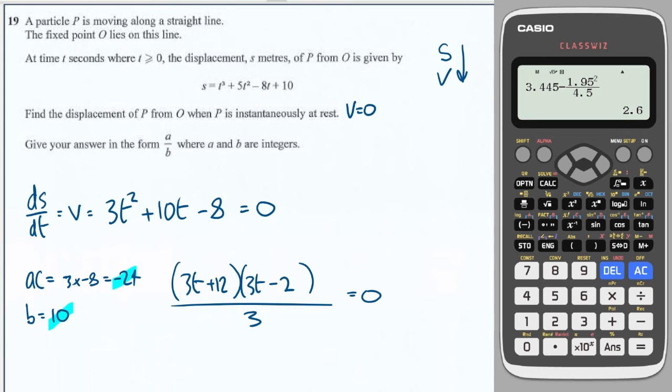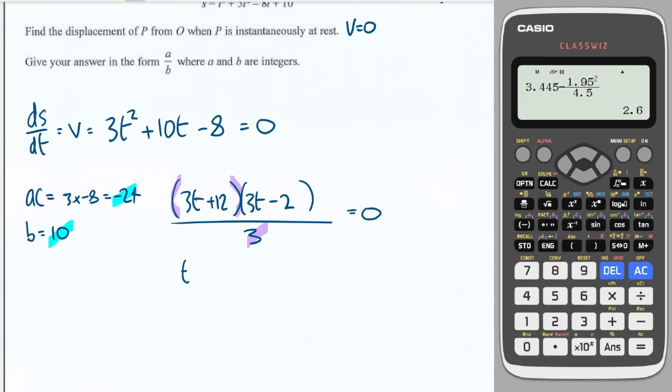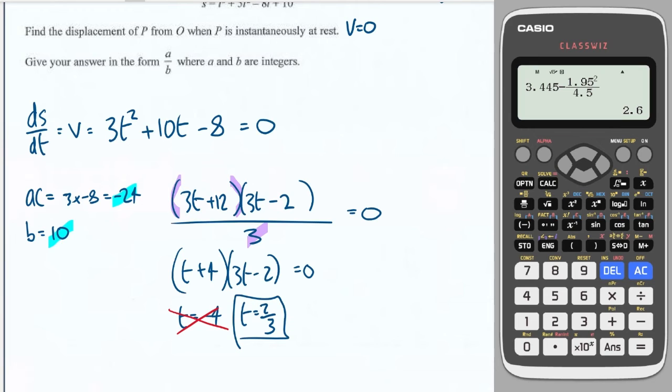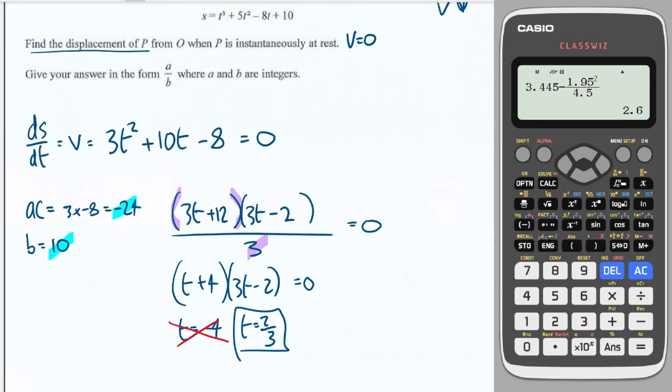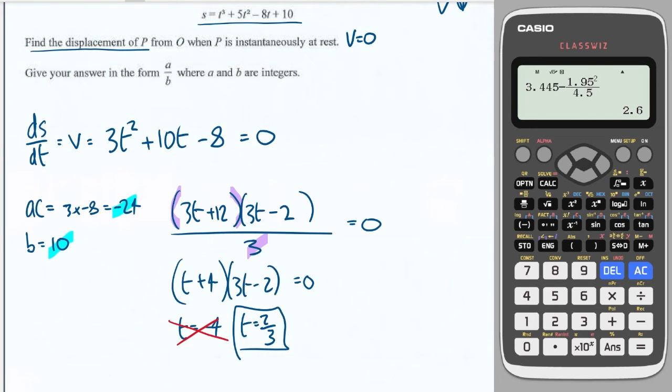I can take a factor of 3 out of this bracket, and in doing so that will cancel the factor of 3 on the bottom. So that will give me t plus 4, 3t minus 2. So this gives me t equals minus 4, or t is equal to 2 over 3. We must reject this one because we can't have a negative time. So this is the one we want. And we want to work out the displacement at that particular time. So we're going to have to sub it into the displacement formula, which is over here.